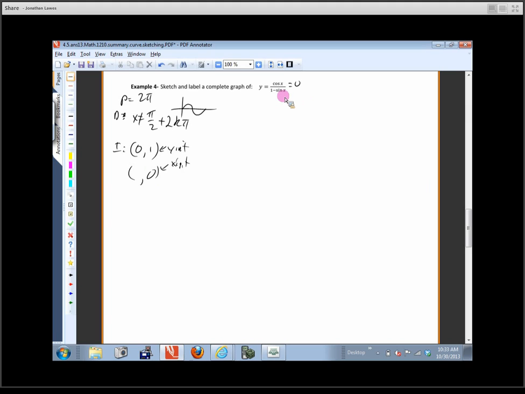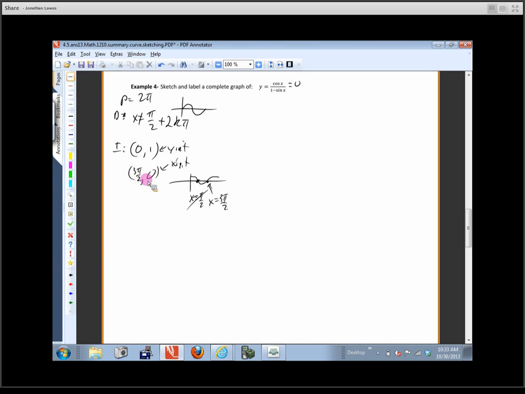So when does the numerator equal 0? Let's think about what cosine looks like. Cosine looks like this. It hits 0 here and hits 0 here. What's this one? Pi halves. But pi halves isn't in the domain. So pi halves isn't in the domain, but this one right here is x equals 3 pi halves. So the only x-intercept that we've got on the interval from 0 to 2 pi is going to be 3 pi halves.